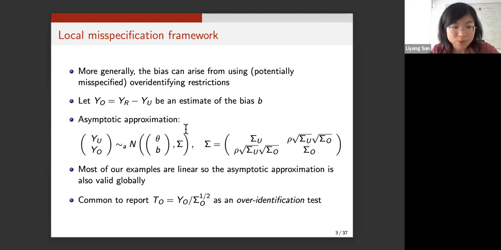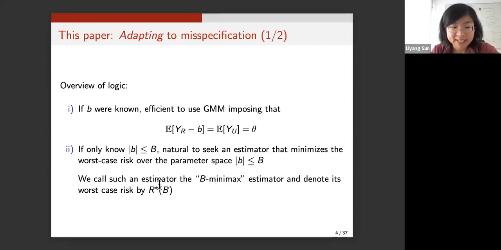So our proposal in the paper is not to use TO to test for potential misspecification in YR, but rather to use TO as a way to combine YU and YR into a single estimate. Let me provide a quick overview of our logic and develop further ideas along the talk.